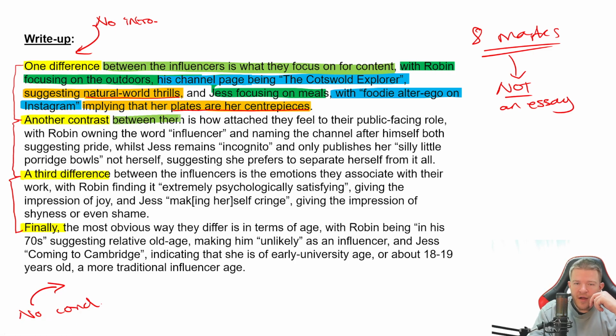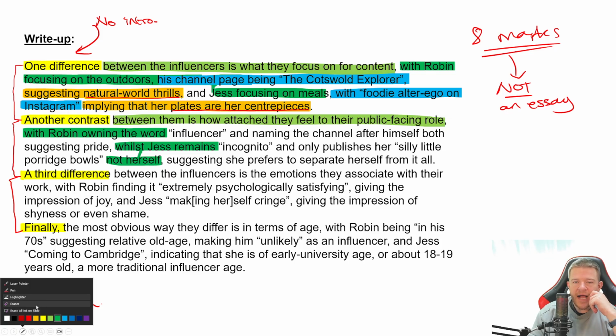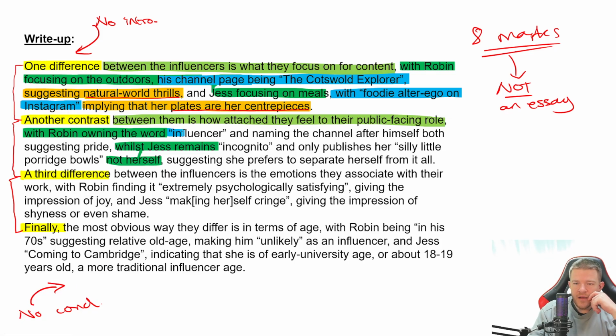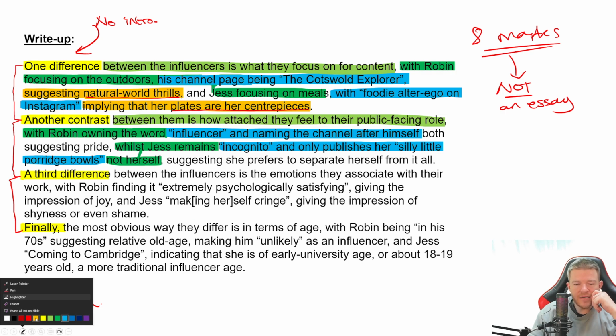So another contrast is how attached they feel to their public-facing role, with Robin owning the word, whilst Jess remains not herself. Then we've got our evidence: influencer and naming the channel after himself, the Cotswold Explorer, and then incognito and only publishing her silly little porridge bowls. And then we've got our insight, very, very basic.